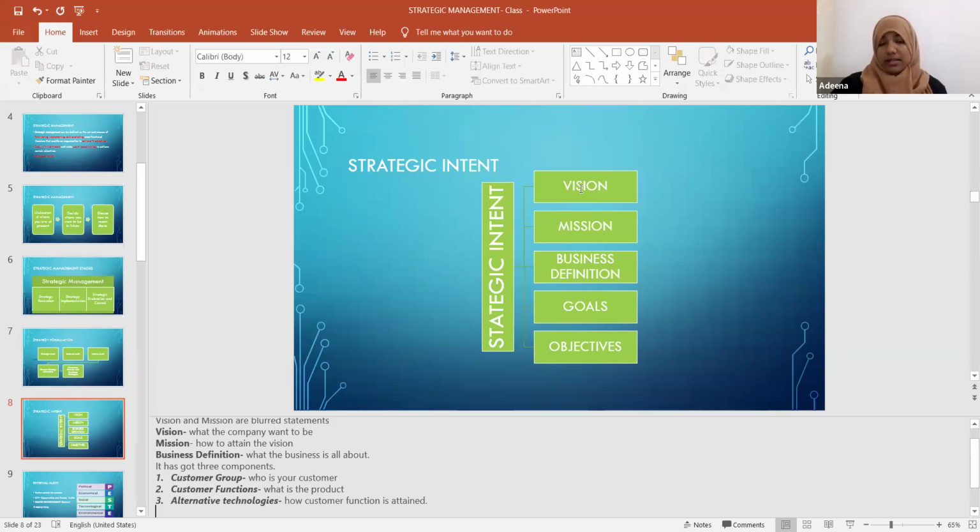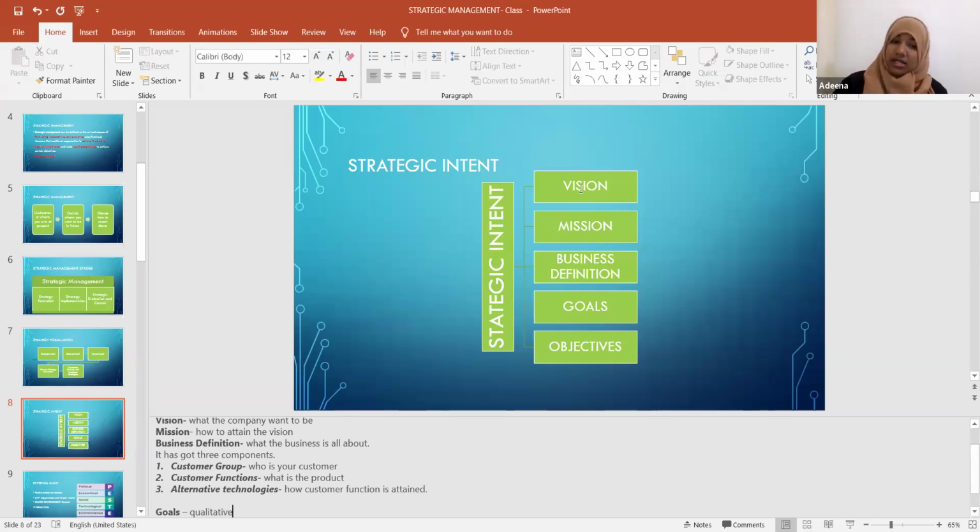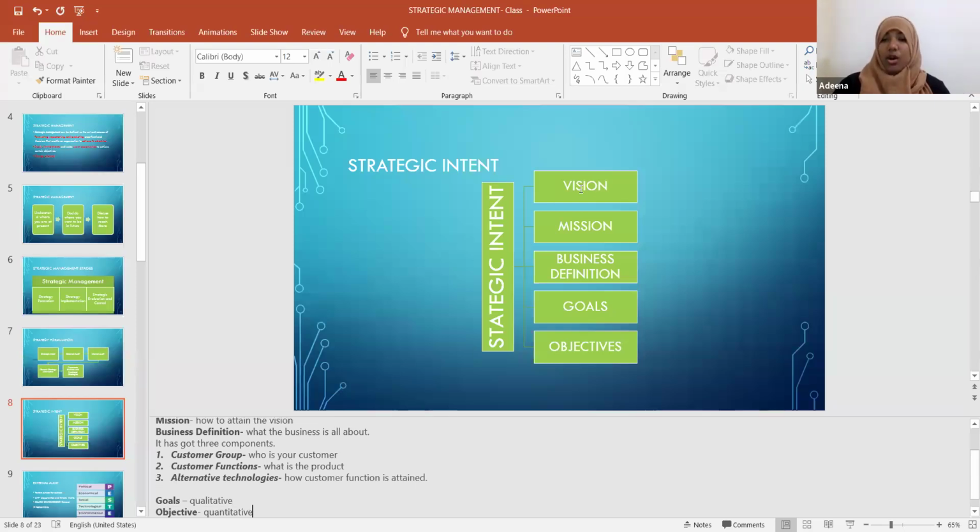And then the goals. Goals are long term. Objectives as well are long term, whereas goals are qualitative, while the objective is quantitative. So an organization's goal may be to produce quality products, whereas its objective may be to achieve 1 million profit in so and so year. So that's the difference between goal and objective.